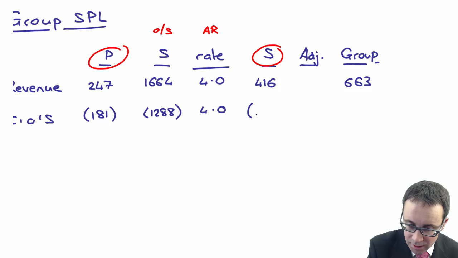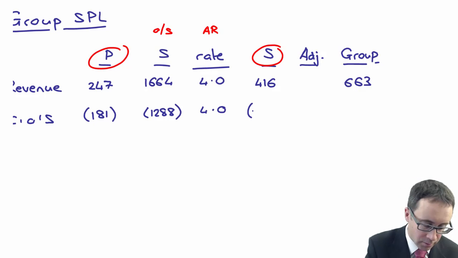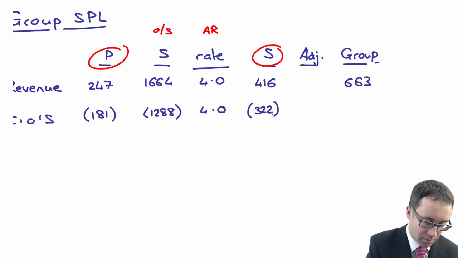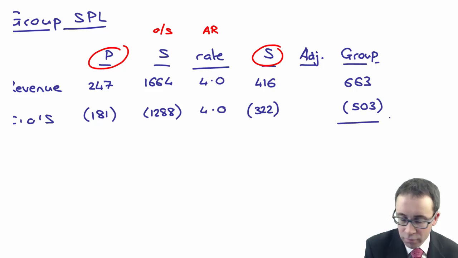Gives me there, is it 503? I think that's a mistake. Yeah, that's fine, 503. Careful, getting ahead of myself. That's 322 for S. There we go. And then it's 503. Excellent. Trying to move through it too quickly.